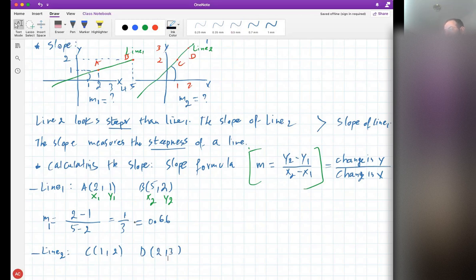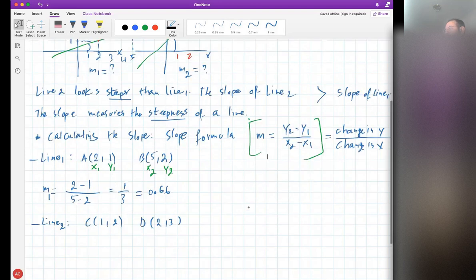So that's what we need. For any line, we need 2 points. You can read them from the graph, or sometimes they might be given to you. Most of the time, I'll give you 2 points. You don't have to read them from the graph. I'll say, here are 2 points, find the slope of the line that goes through these 2 points. All right, so we have the 2 points. What do we do next?